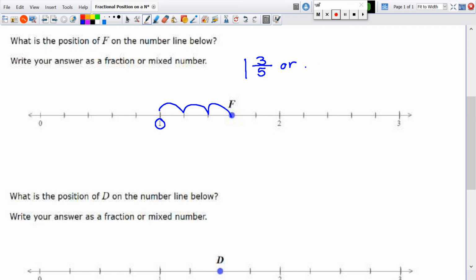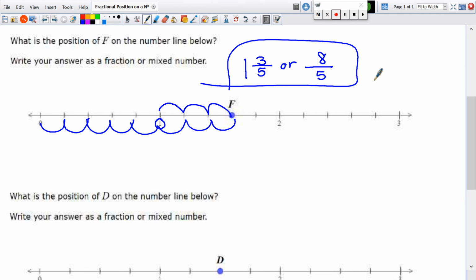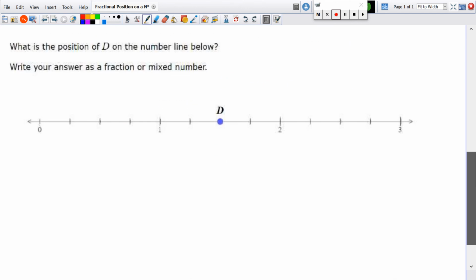If I want to write that as an improper fraction, I still keep the denominator, but I start with 0 and count how many lines I went over. So 1, 2, 3, 4, 5, 6, 7, 8. So there are two ways to write your answer.